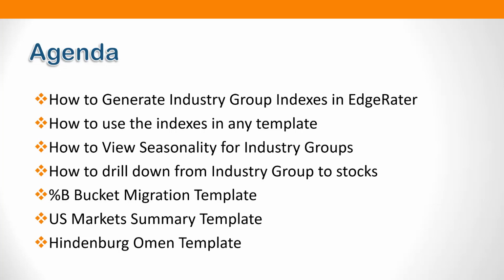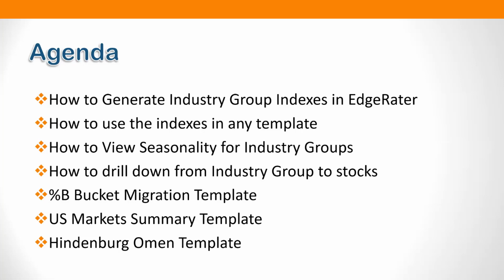So you can do cool things like look at linear regression of industry groups. You can look at the good, bad, ugly reports. You can look at squeezes of industry groups if that was interesting. But seasonality, I think, is one of the cool things that is actually very useful for this area. So we'll look at seasonality, obviously. Then how to drill down from an industry group to individual stocks.